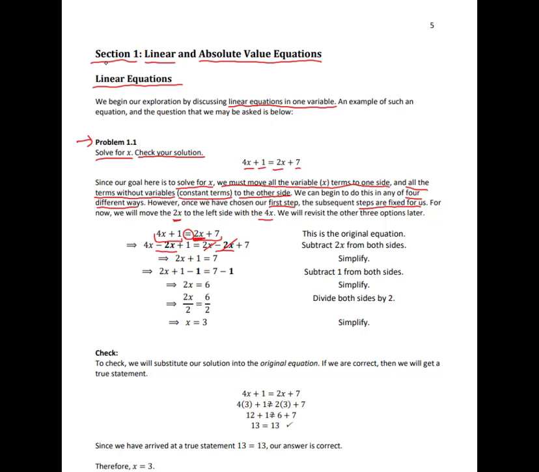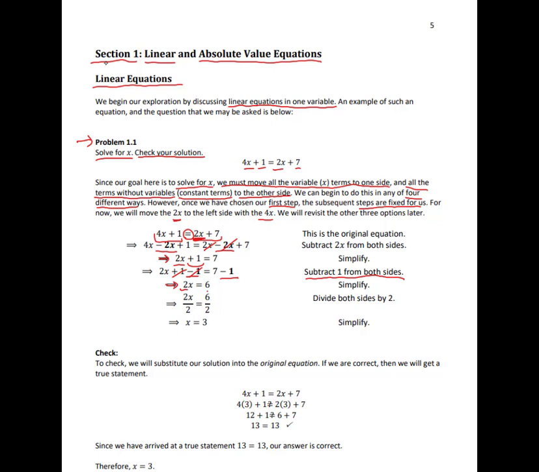The left-hand side becomes 4x minus 2x, which is 2x, and our equation now becomes 2x plus 1 equals 7. The next step is to move 1 to the right-hand side. Because 1 here is positive, in order for us to move it to the other side, we need to use the opposite operation. The opposite operation of addition is subtraction, so we are subtracting 1 from both sides. The 1s will cancel on the left, and on the right-hand side, we get 7 minus 1, which is 6. So now our equation becomes 2x equals 6.